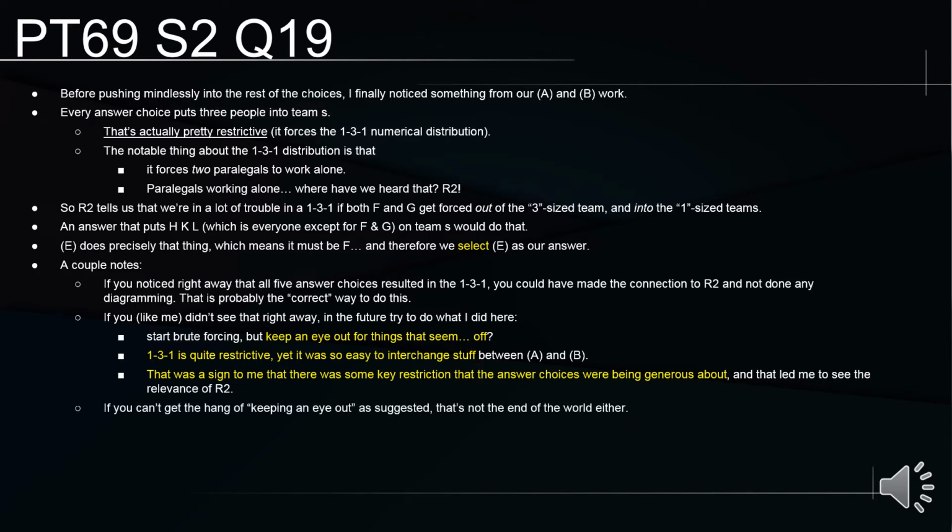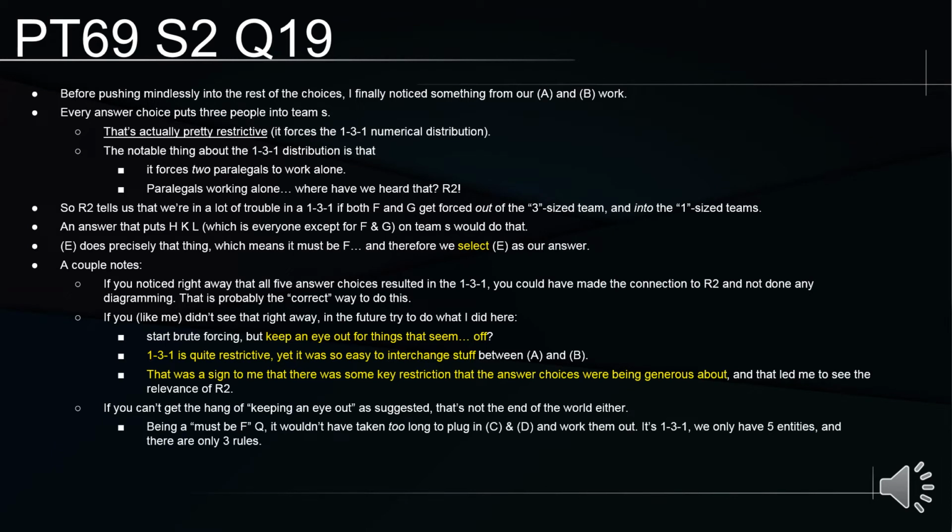So here's the other sort of threat that's hanging out there. I have just discussed how I personally got to the understanding of Rule 2's relevance to this question. But if you can't really get the hang of keeping an eye out, as I've just suggested, it's really not the end of the world, especially when you're dealing with just the second question of the game. It's really not the end of the world if you don't catch this insight. This being a must-be-false question, it really would not have taken too long to just plug in answer choices C and D as is, because that's what the table of power would have you do on this question. You just plug it in as it is, and just work them out.